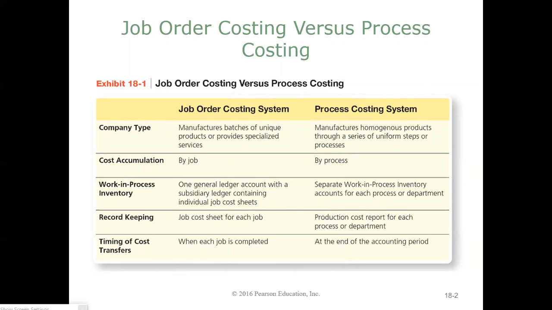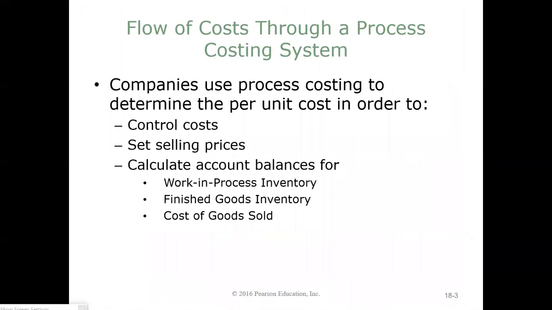Also, under a job order costing system, we tend to deal with our costs when we complete each job, whereas in a process costing system, it tends to be periodic, meaning monthly or quarterly or annually, depending on the size of the company and the needs of the accounting. So it's based on accounting period.